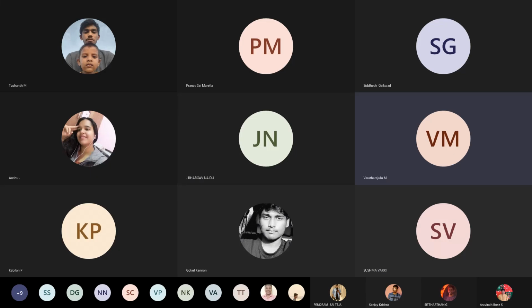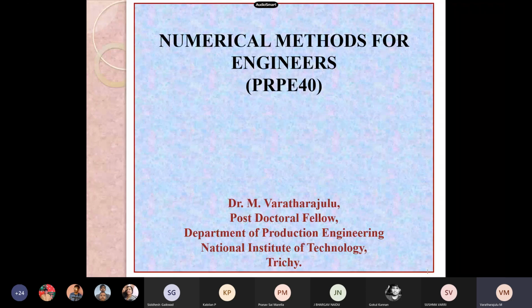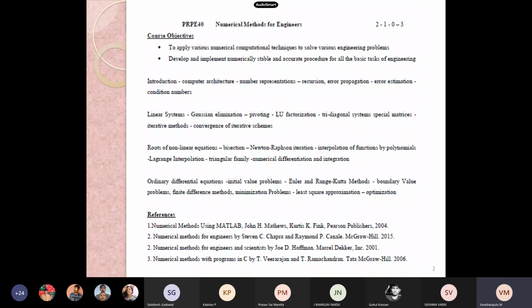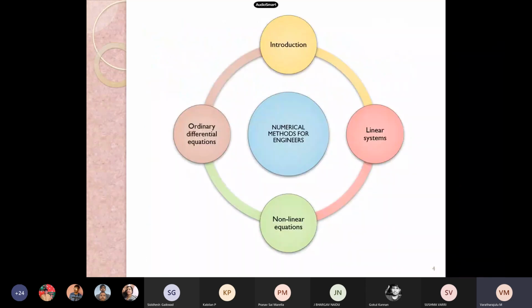Numerical methods for engineers. As I discussed earlier, I am Dr. M. Varadarajulu, postdoctoral fellow in the Department of Production Engineering, and this is the syllabus for numerical methods for engineers, that is PRP 40. The entire syllabus can be categorized into four different units. One is introduction, the second unit belongs to linear systems, the third unit belongs to nonlinear equations, and the fourth unit belongs to ordinary differential equations.